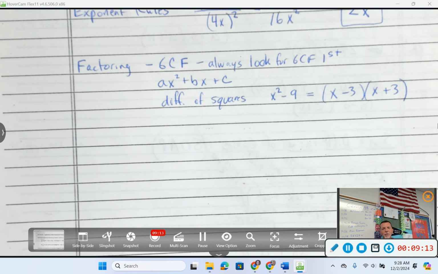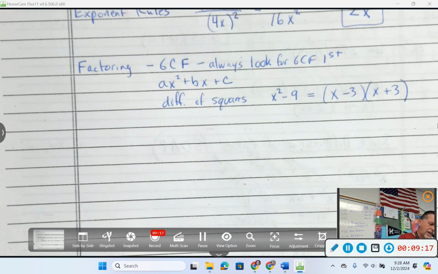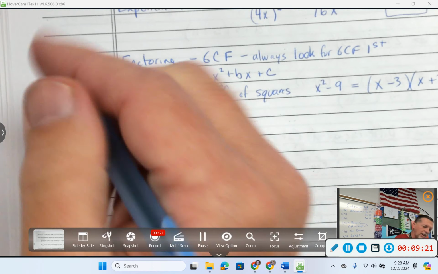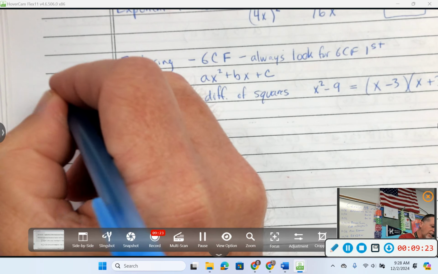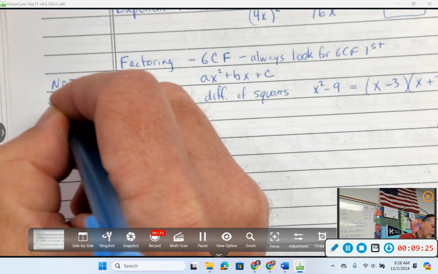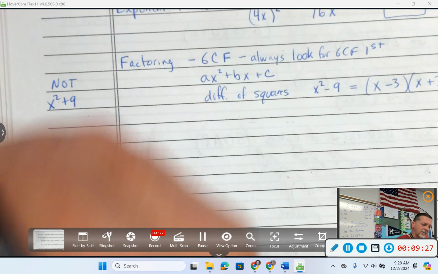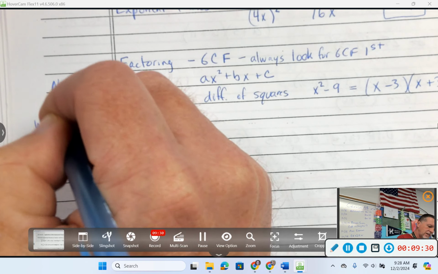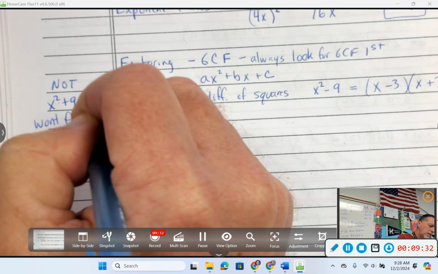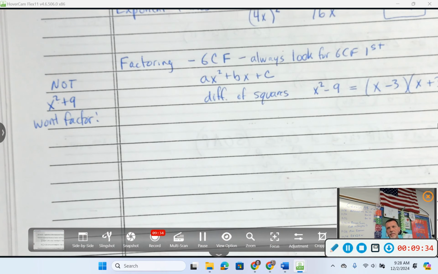What about a sum of squares? I don't even want to write it down because you can't factor, so I shouldn't put that in factoring. Put that over here in not factoring. X squared plus 9 does not factor. Always one of the favorite test questions is to put that on there and watch students come up with all sorts of ways to wrongly factor that thing.